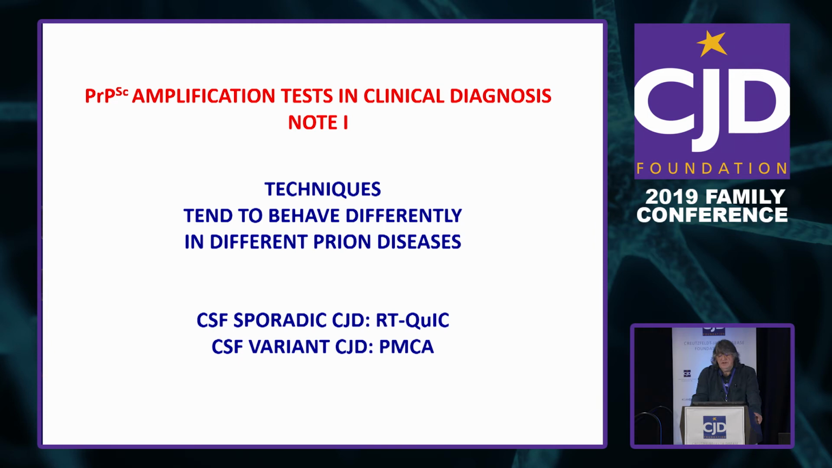First of all, the 2 techniques tend to behave differently in different prion diseases for reasons that I don't understand. In CSF sporadic CJD, RT-QuIC is very useful. It isn't in variant CJD. And in CSF variant CJD, PMCA is useful, and not necessarily the same for sporadic CJD. So you have to be quite careful to choose your technique.